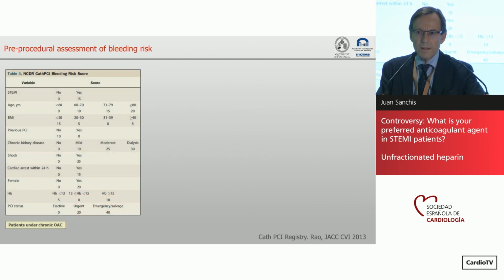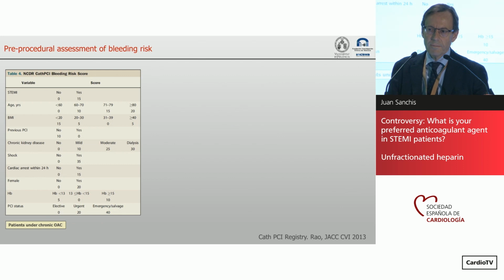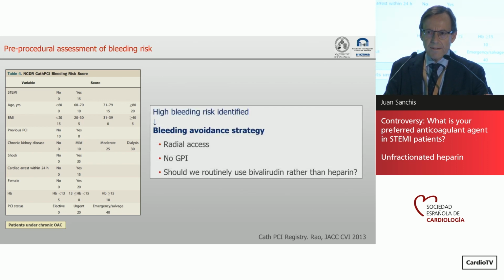And this is probably the best known bleeding score in primary PCI patients, although I think that another item should be added: patient under oral anticoagulation treatment. Provided we can identify patients at high risk of bleeding, how to avoid bleeding in this particular patient? Radial access, no GPI. In addition, should we routinely use bivalirudin rather than heparin? I think that we have some signals, but not robust information for this policy.